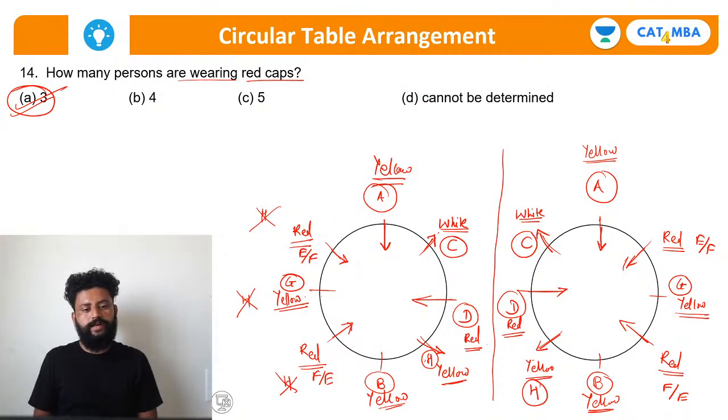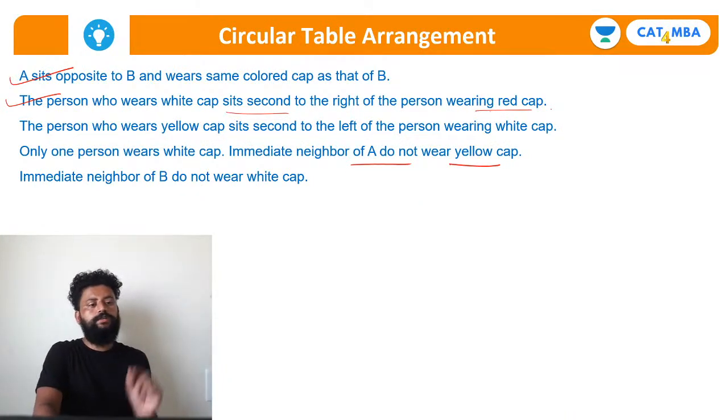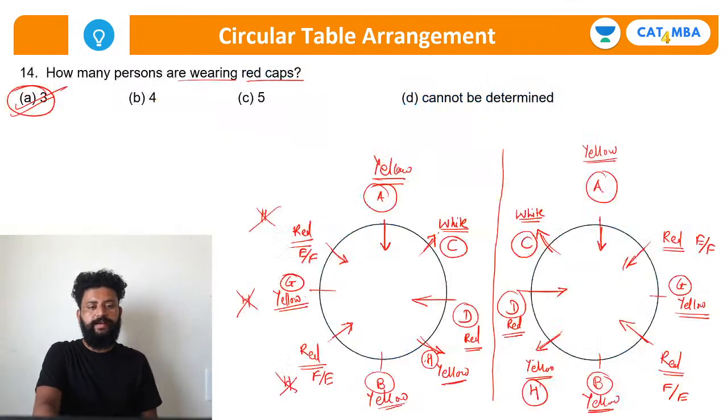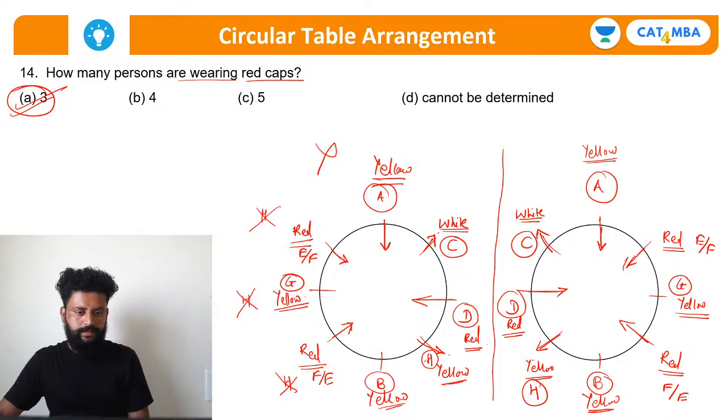व्हाइट कैप जो है वो रेड कैप से सेकंड टू द राइट होना चाहिए. The person who wears white cap sits second to the right of the person wearing red cap. Not possible. ये left में जा रहा है, so not possible. This is the white cap. Red से second number पे आ रहा है, 1 2. We can choose, grab this.